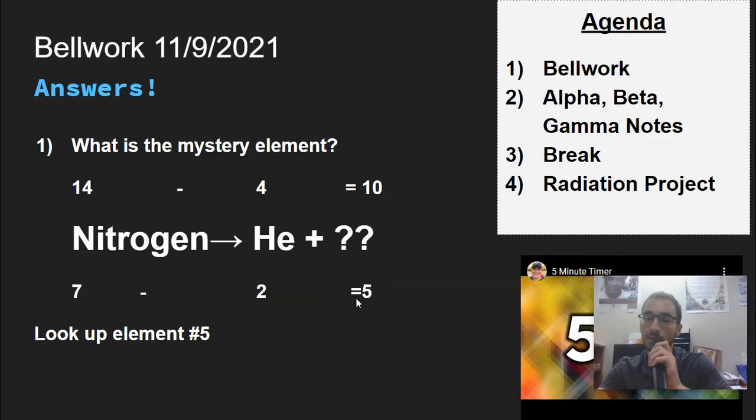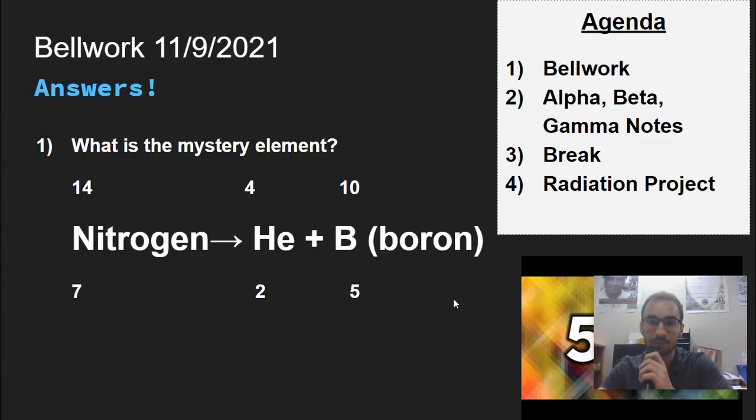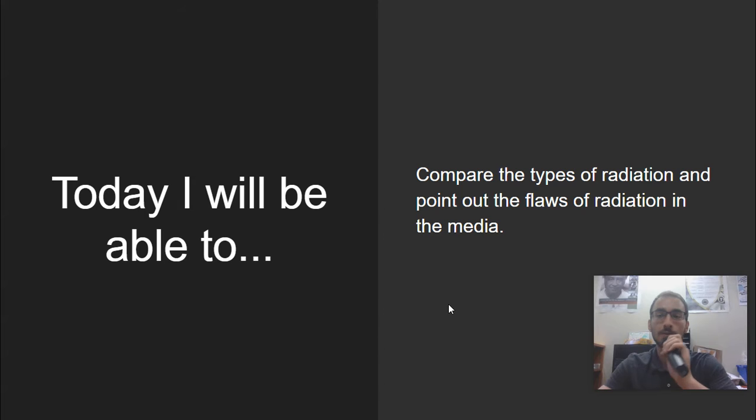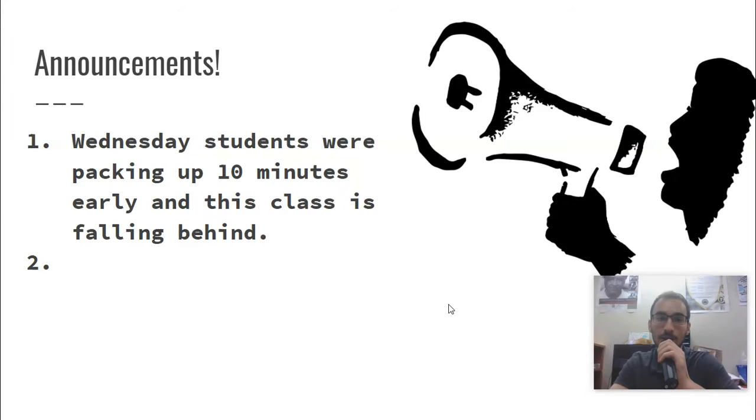So what you can do is look up element number 5 on the periodic table, and you'll see that it's the letter B for boron. That was the mystery element, and the boron isotope weighs 10, and the element is number 5. So that's what nitrogen degrades to if it undergoes alpha radiation. Today, you're going to be comparing the types of radiation and pointing out the flaws of radiation in the media.